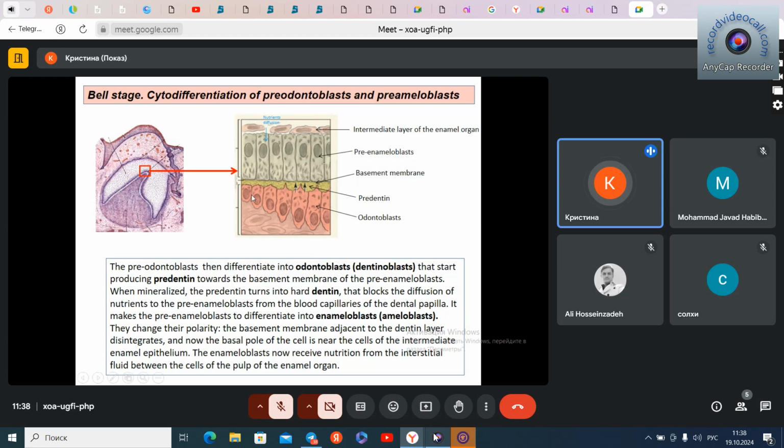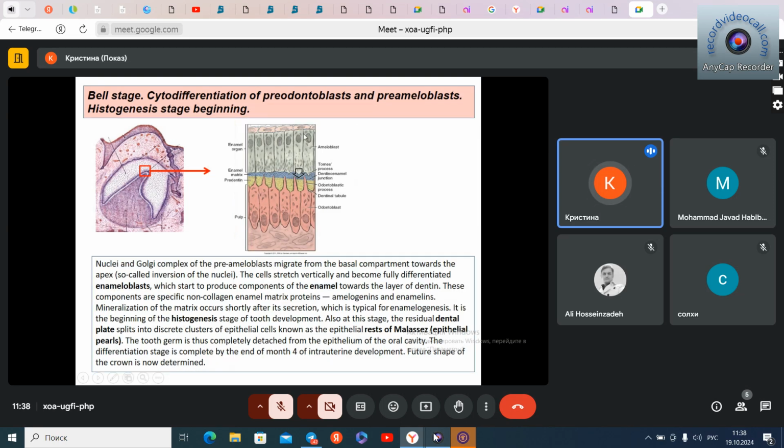So here you can see how the pre-odontoblasts start to produce dentin. The Tomes process arises on their apical surface, and the presence of the newly produced dentin blocks the passage of the nutrients and oxygen to pre-ameloblasts. It causes a change of their polarity, and they start to differentiate into ameloblasts.